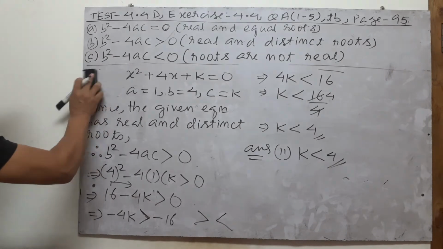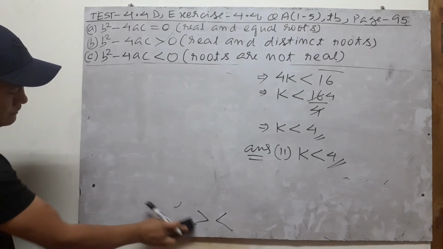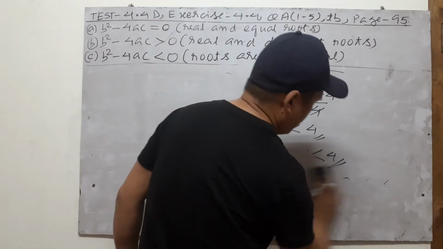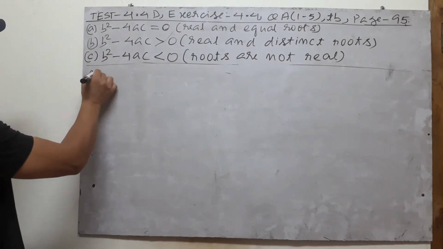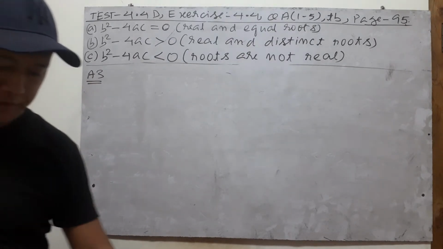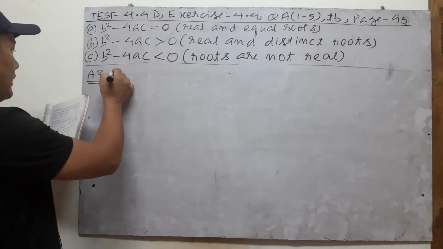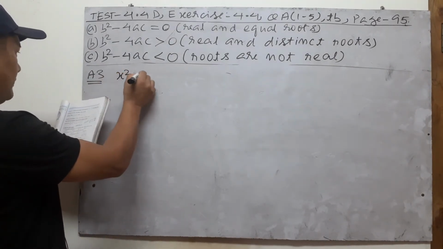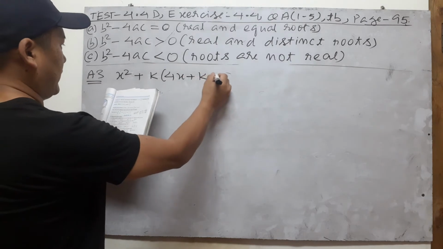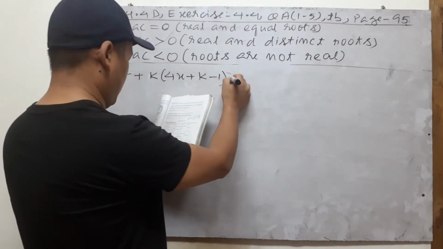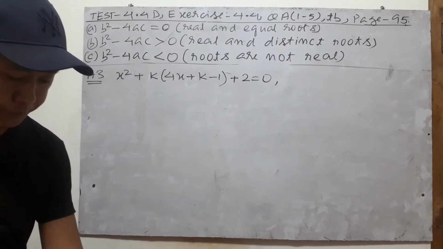Okay. Now let us go to A3. Read it. If x square plus kx, okay, so the given equation is x square plus k into (4x plus k minus 1) plus 2 equal to 0. This is given.